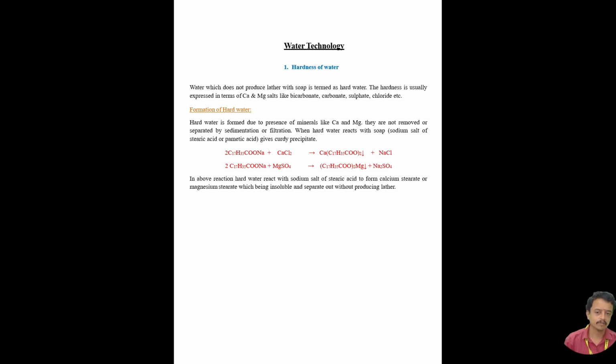The formation of hard water: hard water is formed due to the presence of minerals like calcium and magnesium salts. They cannot be separated by sedimentation or filtration techniques. When hard water reacts with soap solution, it is converted into a curdy white precipitate. For example, sodium stearate reacts with calcium chloride to give calcium stearate, which is a precipitate. The precipitate is removed, and sodium chloride is formed.